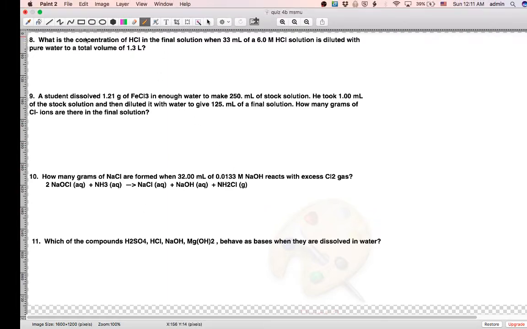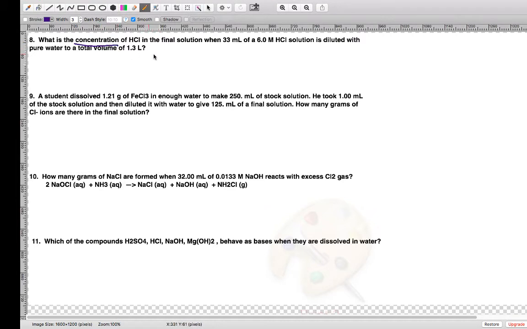Now, they're asking for the concentration here, and they give you a volume and a concentration, and they give you another volume. The fact that there are two different volumes, in this case, means that you're going to use the dilution formula, which is in the textbook. M1 is the first molarity, V1 is the first volume, M2 is the molarity that you end with, V2 is the volume that you end with.